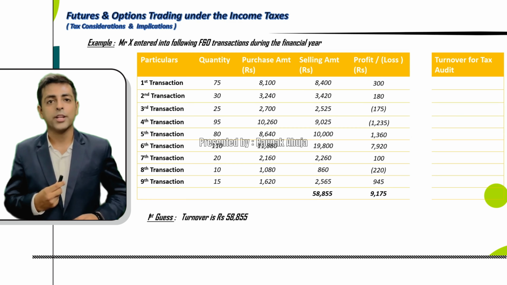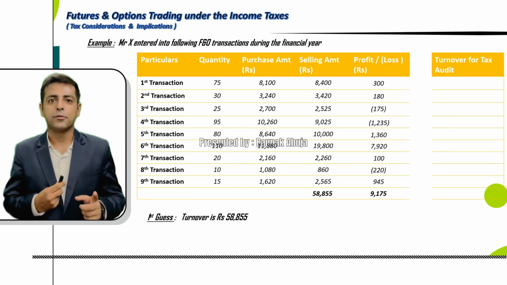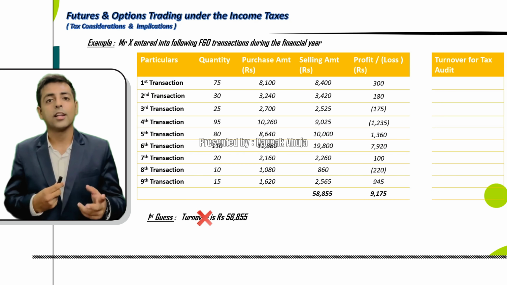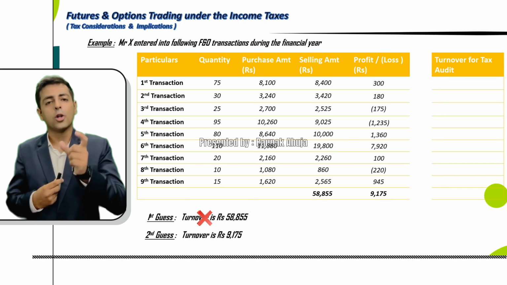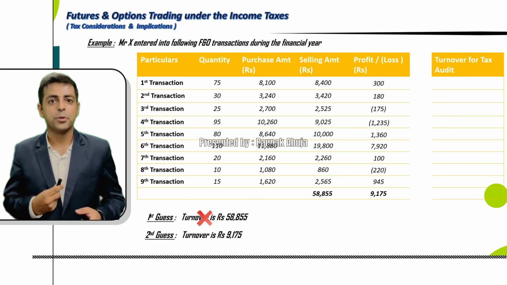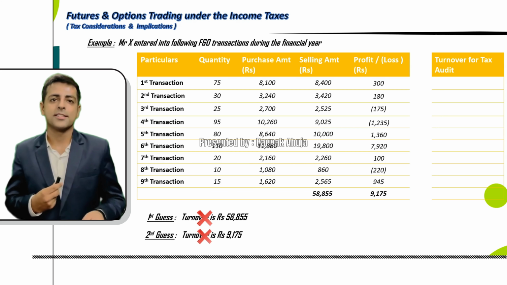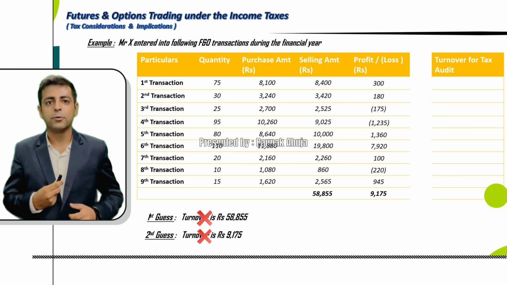Now, if I allow you to take a first guess, your first guess might be the total of the sales column, which is 58,855. That would be incorrect. If I allow you a second guess, your second guess might be the total of the profit or loss column, which is rupees 9,175. This again would be a wrong guess. So let me show you how you calculate the turnover for futures and options.